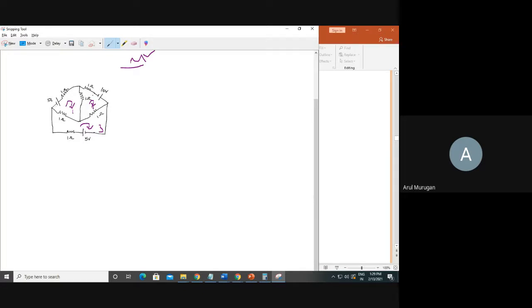Okay, here is entering into that one minus. Here also entering into the minus. Okay, then start the equation, first equation. Okay, this loop you can take and then you can start to write. So entering into the minus.